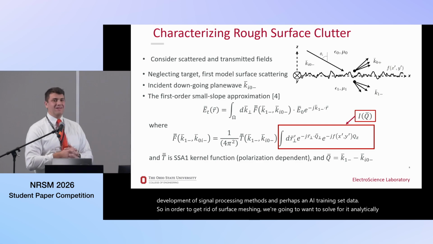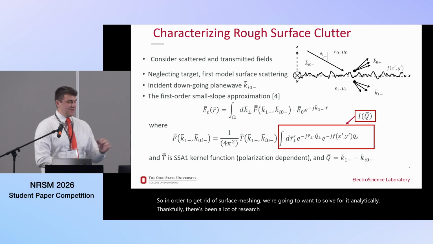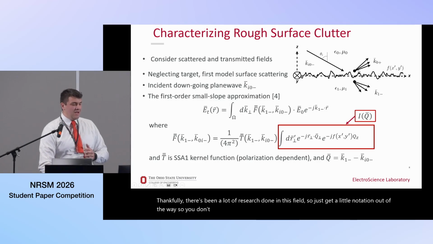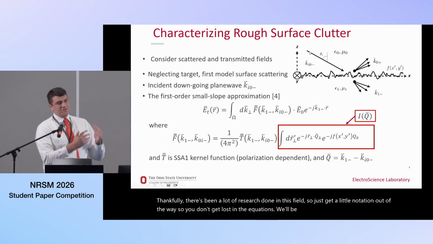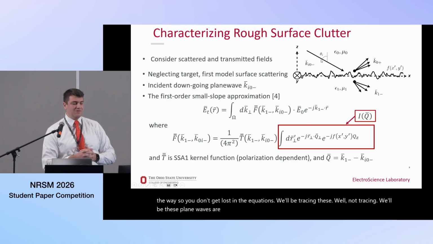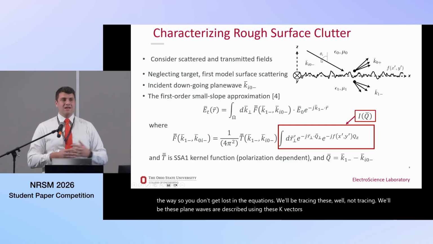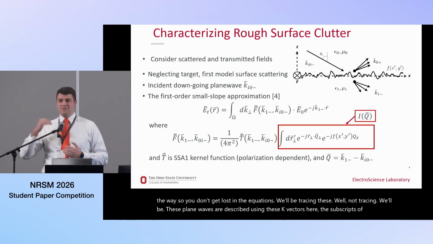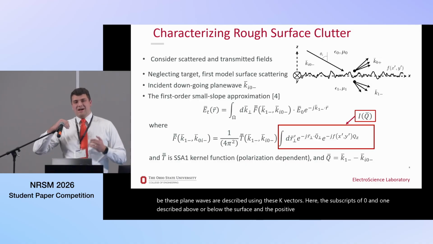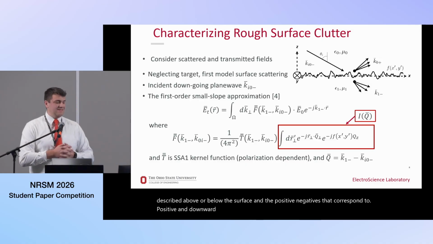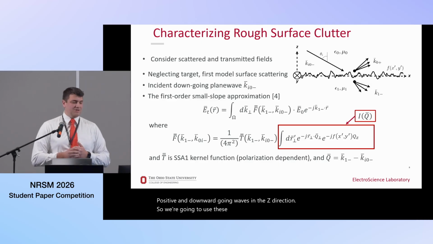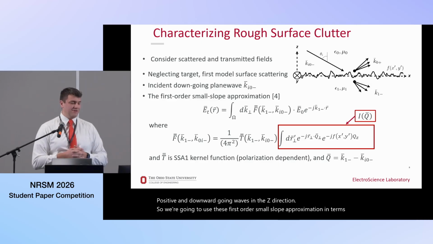Thankfully, there's been a lot of research done in this field. So just to get a little notation out of the way so you don't get lost in the equations, these plane waves are described using these k vectors here. The subscripts 0 and 1 describe above or below the surface, and the positive and negative correspond to upward and downward going waves in the z direction. So we're going to use the first order small slope approximation in terms of a plane wave expansion method.